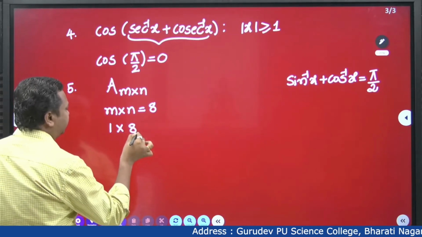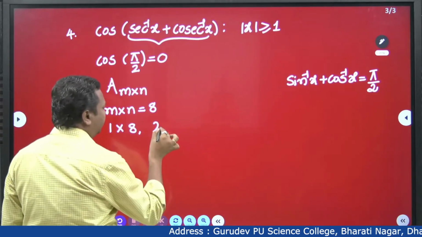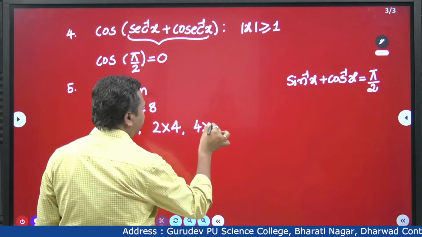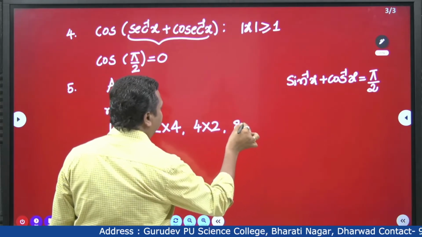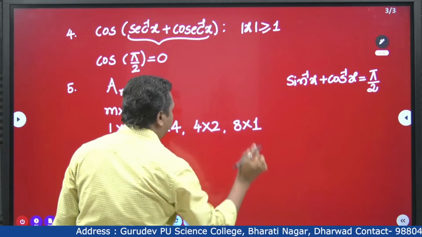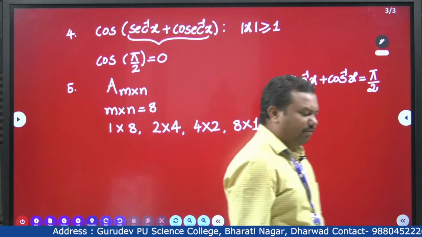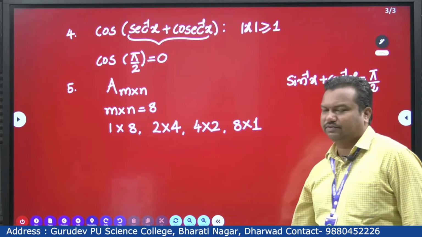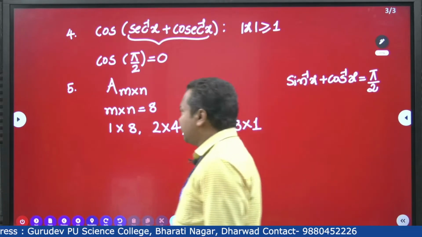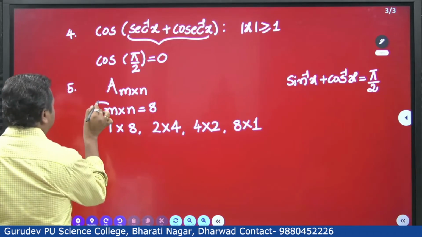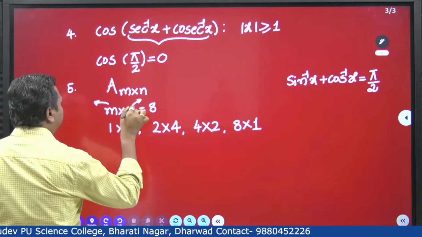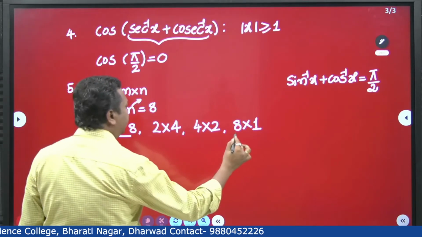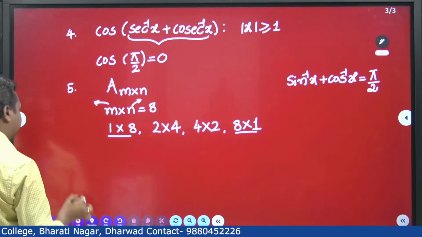So what is my answer? 1 cross 8, 2 cross 4, then 4 cross 2, then 8 cross 1. Just take care of the factors of 8, whereas 1 cross 8 and 8 cross 1 are two different cases. Why? Because the first number denotes the number of rows and the second number denotes the number of columns. Hence, 1 cross 8 is different from 8 cross 1 in matrices.